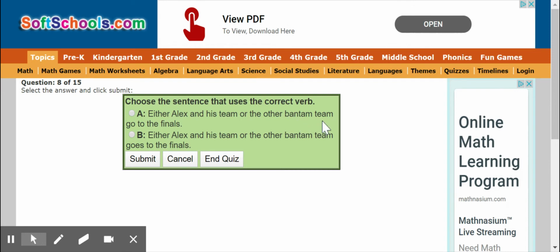The second part of the subject, which is Bantam team, we're talking singular. Again, because it's either or, you have to pick the subject closest to the verb. In this case, it is the Bantam team. So we have to pick goes because Bantam team is singular. So we need to pick the singular verb, goes.